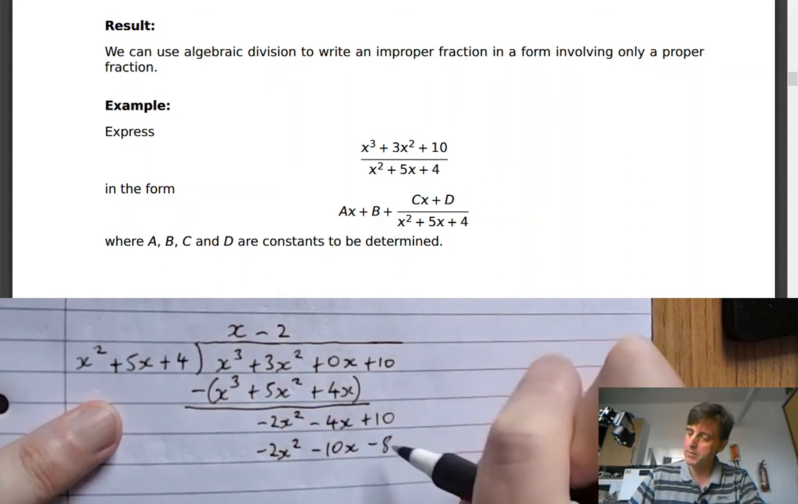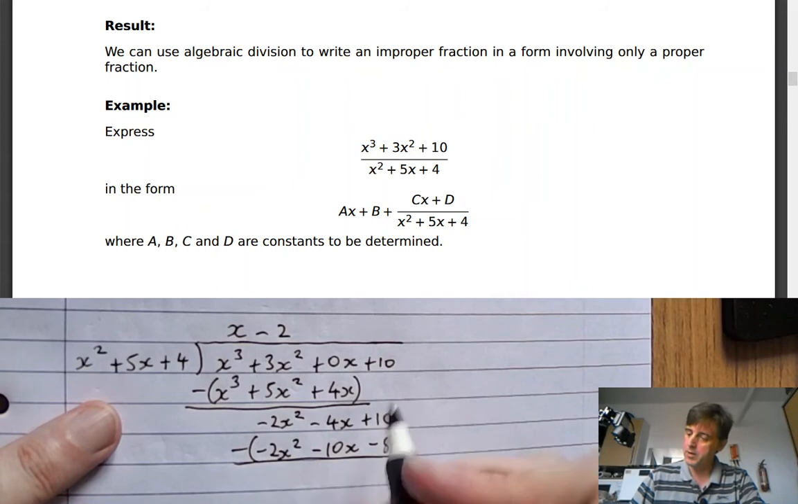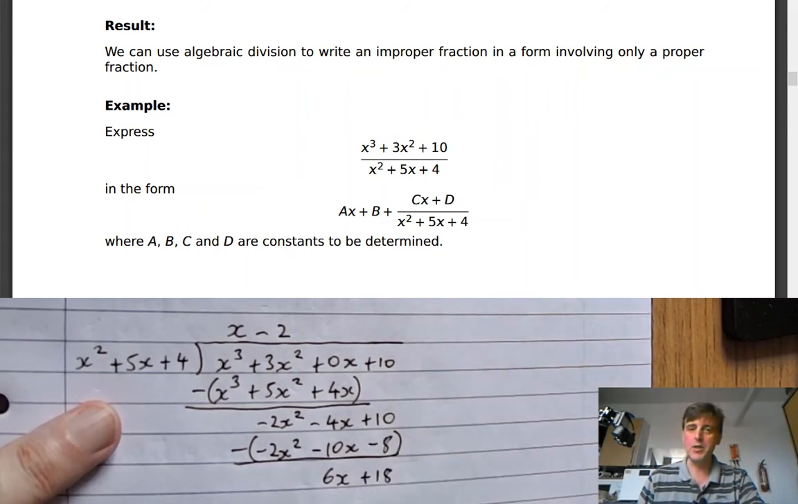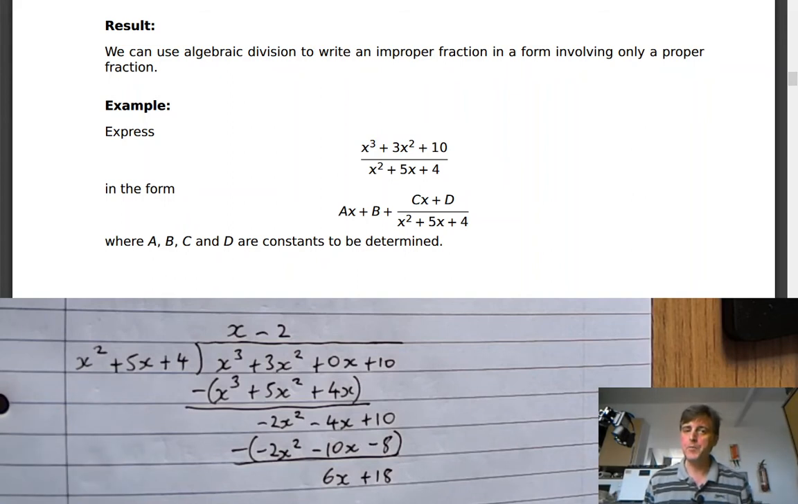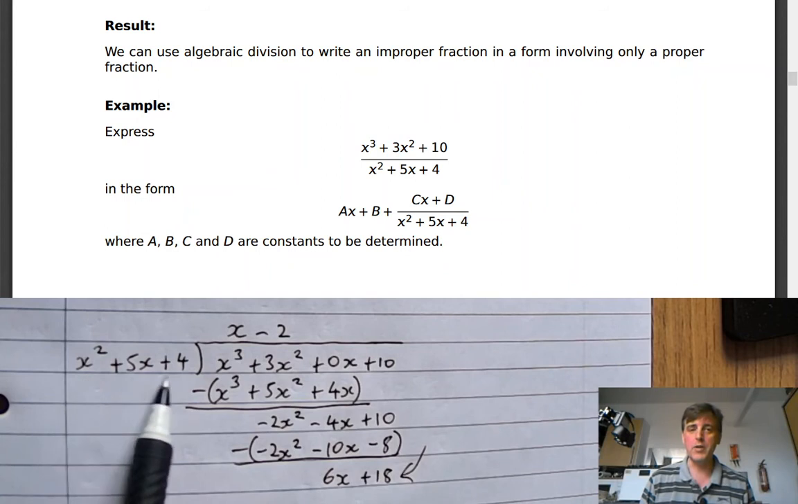I think we get that. Subtract it away, see what we end up with. And I think here we're going to end up with 6x plus 18 at this stage. Now, at this point, I have to stop because what I've got here is a linear function as the remainder, and here's a quadratic function. So the degree of what I've got down here is less than the degree of what's up here, in terms of the degree of those polynomials.